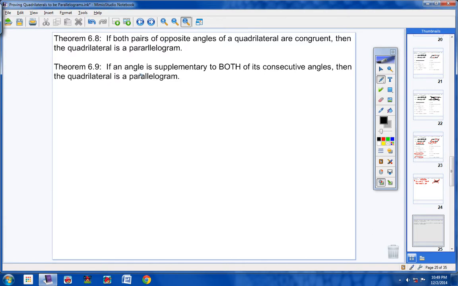Okay, theorem 6.9. If an angle is supplementary, now look, guys, to both of its consecutive angles, then the quadrilateral is a parallelogram. Okay, copy that down, please. If an angle inside your quadrilateral is supplementary to both of its consecutive angles, then the quadrilateral is a parallelogram, okay? Let me give you a picture of this, guys. Copy this down, okay? Let me give you a picture of this.